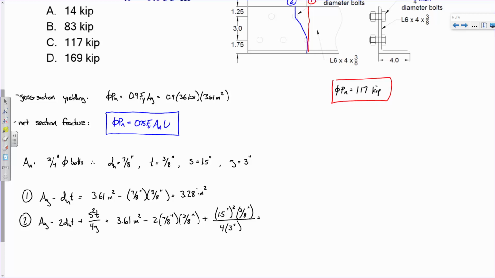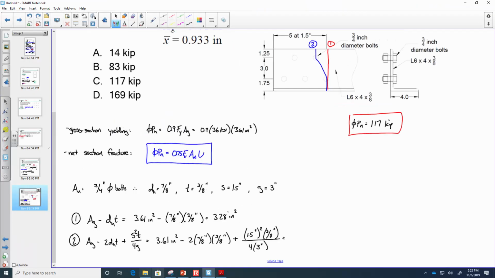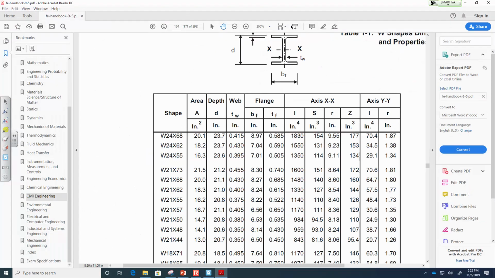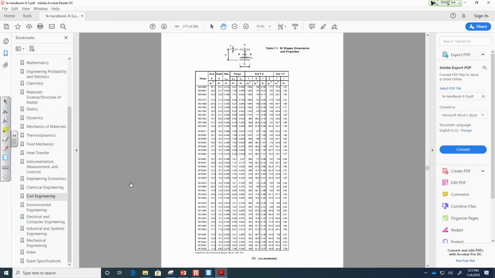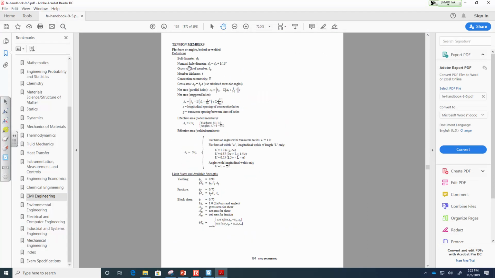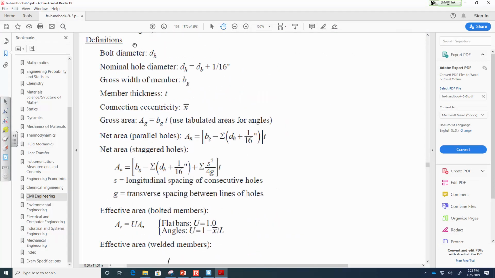What we got? Yes, sir. In the reference manual, for the net area of staggered holes, they don't, let me guess, they don't list the T. No, it's on the outside, but it says DH plus 1/16 instead of 1/8. That's fair, you're exactly right. Now, what does it say for DH?